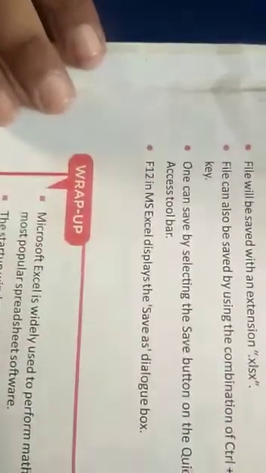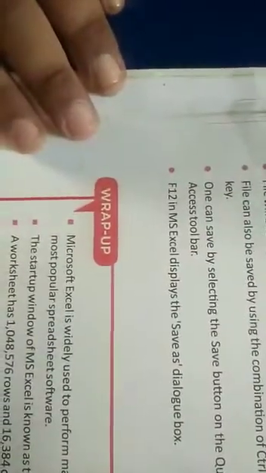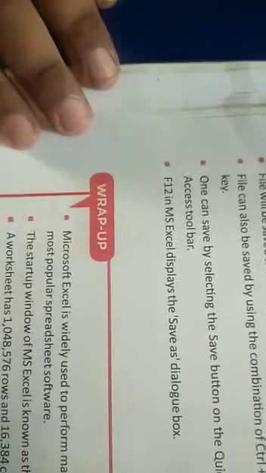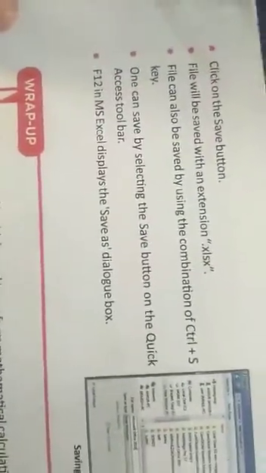And F12 in MS Excel displays the Save As dialog box. You can also use the shortcut F12. The Save As dialog box will come in front of you. In this way you are going to save your workbook.